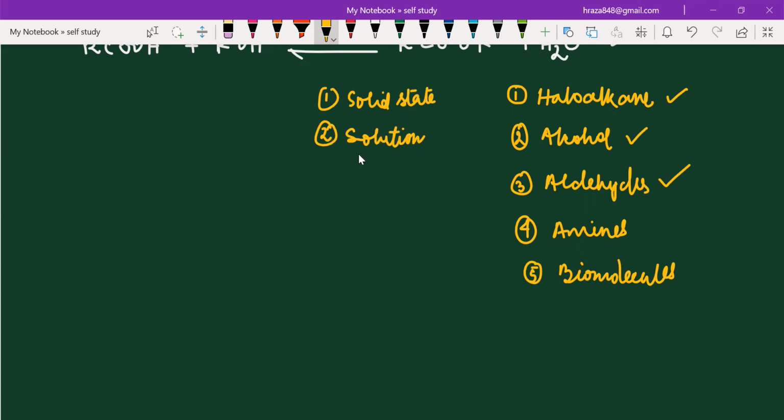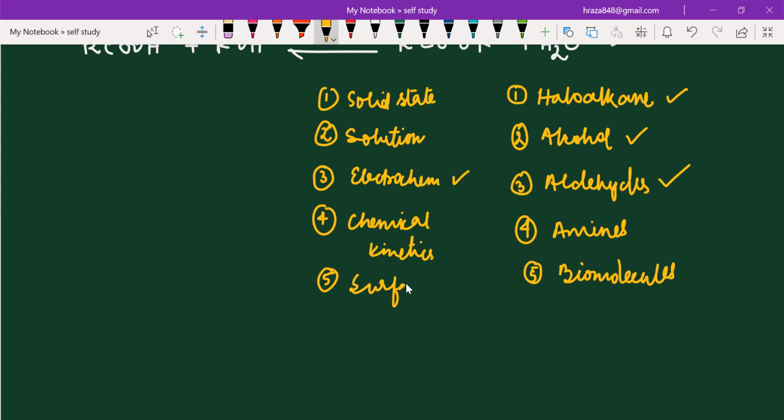No, sir, in our batch we haven't done solution. We started with haloalkanes. Wait a minute. After solution, which chapter is it? Electrochemistry. Did you complete this? No, sir, we didn't complete anything from the first book. Really? I think I have assignments for that. No, sir, we did electrochemistry. Chemical kinetics? No, sir, we didn't do it. Surface chemistry is deleted.